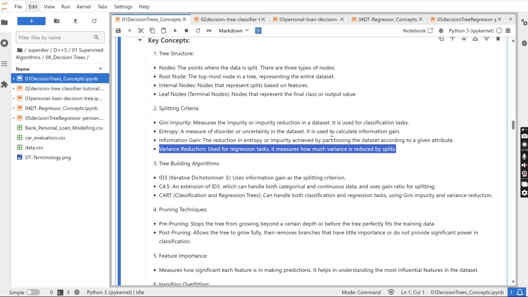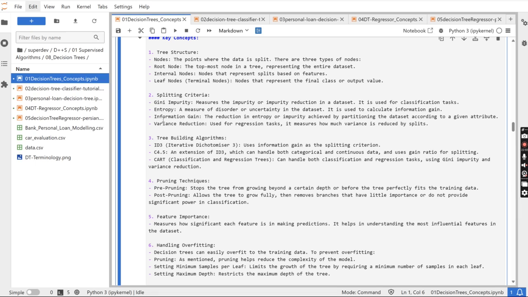What is the variance of this type of structure? What is the variance of this type of data points belonging to one class? So that way we'll do. So that is another criteria.